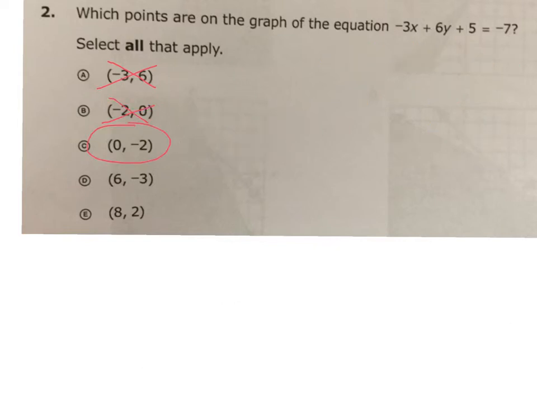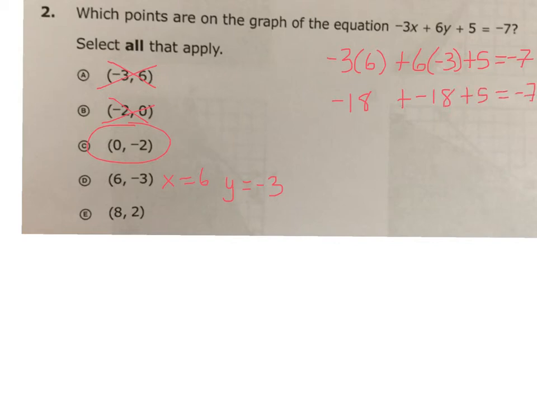So on D, what does x equal? 6. And what does y equal? So now let's plug those in, right? So I've got negative 3 times 6 plus 6 times negative 3 plus 5 must equal negative 7. So this is negative 18 plus negative 18 plus 5 must equal negative 7. Well, you ought to be able to tell that's not going to work. This is negative 36 plus 5, which is negative 31. Does not equal negative 7, does it? So D is not on the line.